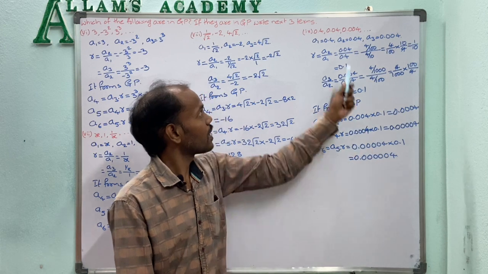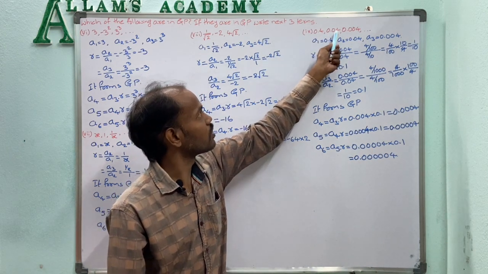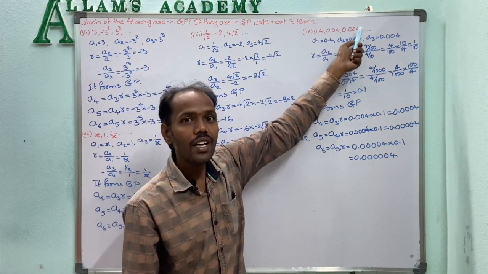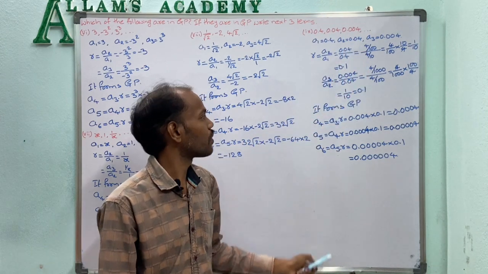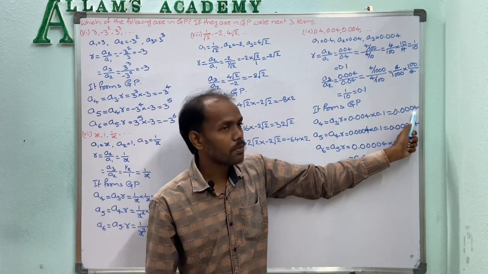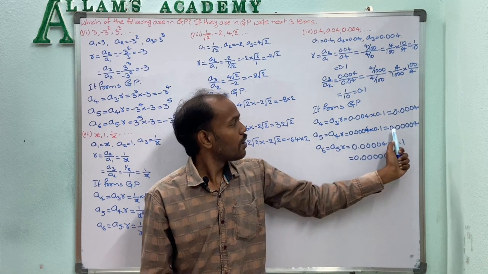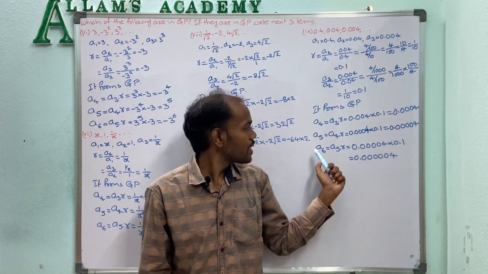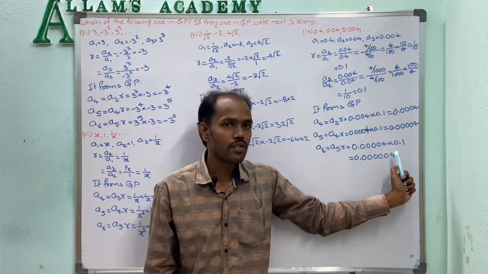So now for the series 0.4, 0.04, 0.004 in geometric progression, the fourth term is 0.0004, the fifth term is 0.00004, and the sixth term is 0.000004.